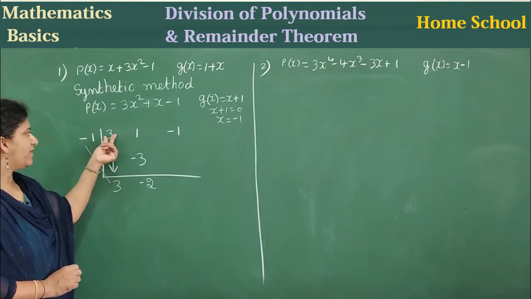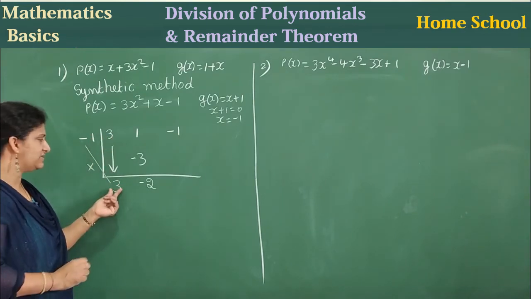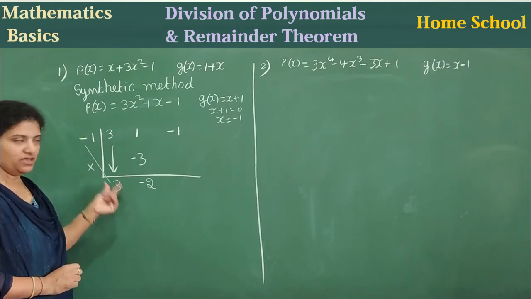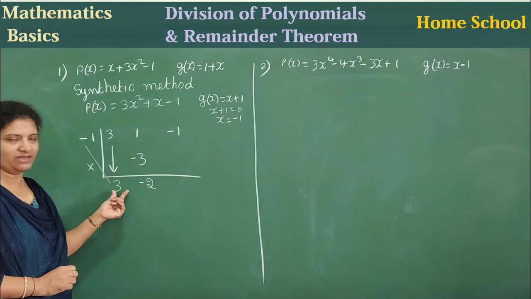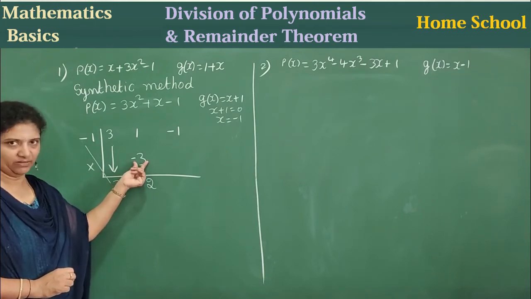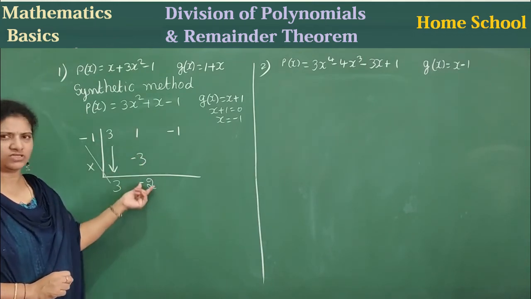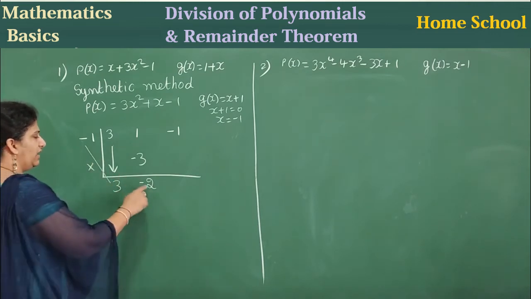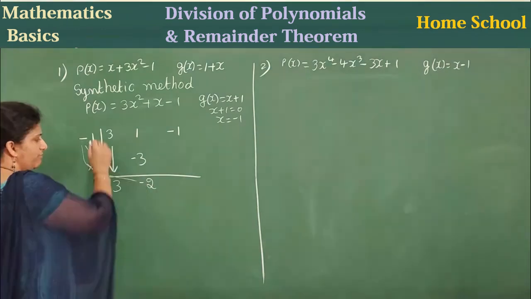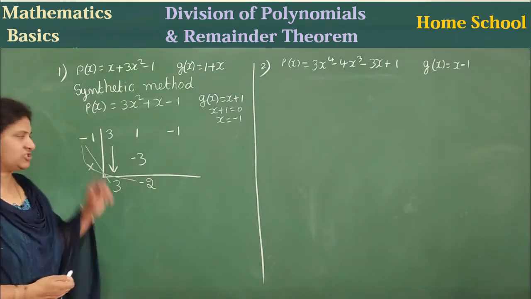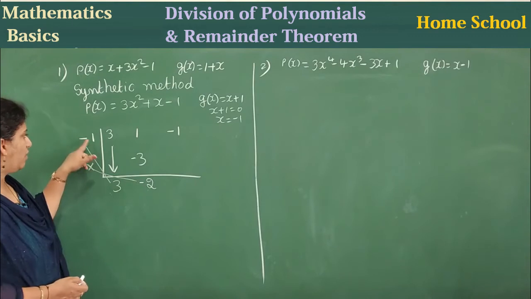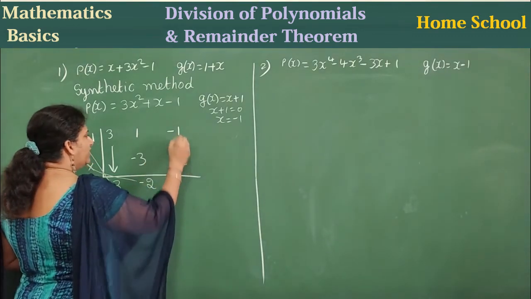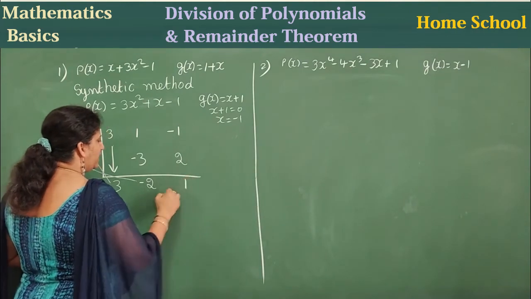Then the first number as it is, drag it down. Next step, multiply these: minus 1 into 3, minus 3, right below this number. Then whatever the addition or subtraction, you do it, without changing anything. Now again multiply: minus 1 into minus 2, how much? Minus into minus is plus, 1 into 2 will be 2. Write it here. Then 2 minus 1 will be 1.